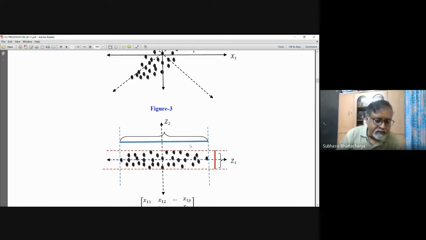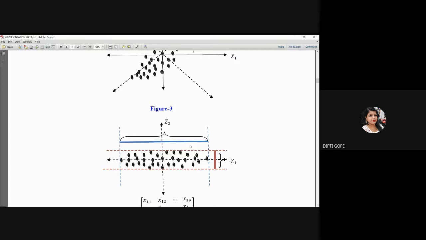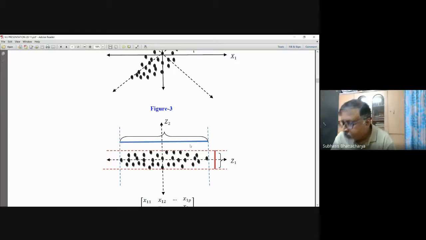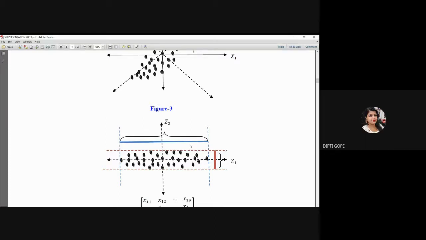Okay, I will give an example. Can you repeat this question? Can you repeat this portion?